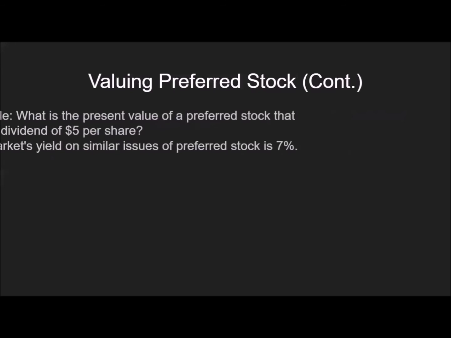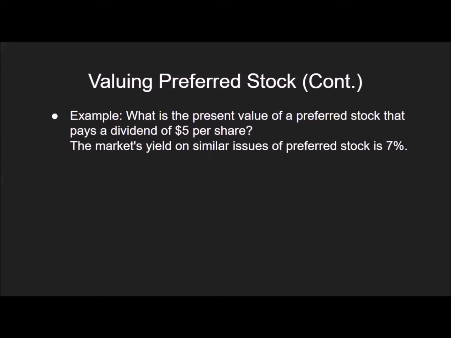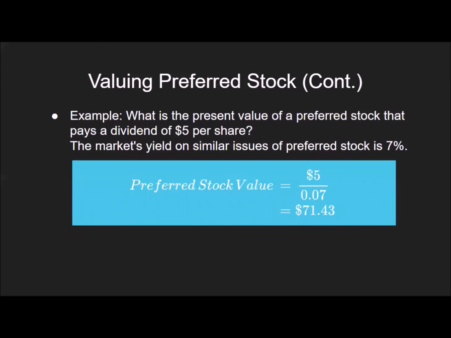Let's walk through a simple example. What is the present value of a preferred stock that pays a dividend of $5 per share? Note that the market's yield on similar issues of preferred stock is 7%. All you have to do is to plug in the numbers in the formula stated in the previous slide. The answer is $5 divided by 7%, which is $71.43. In other words, the present value of the preferred stock is $71.43.